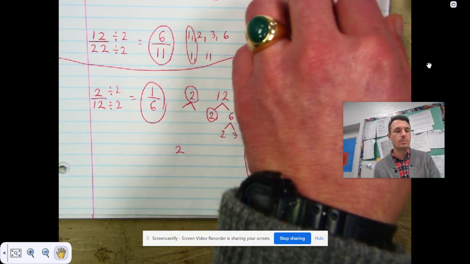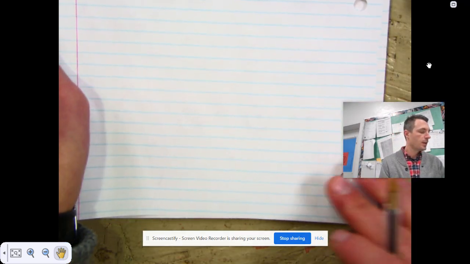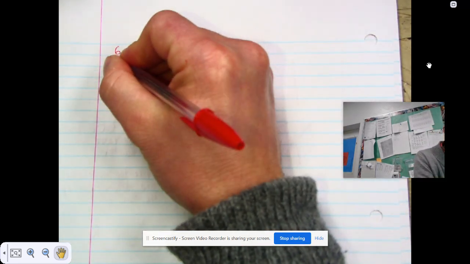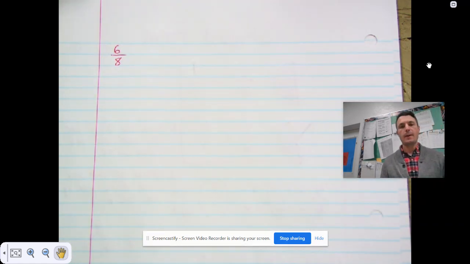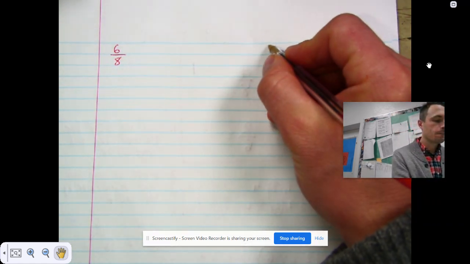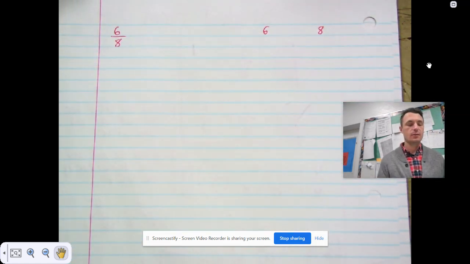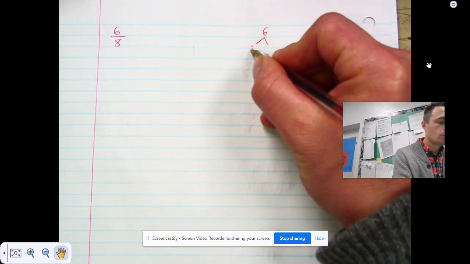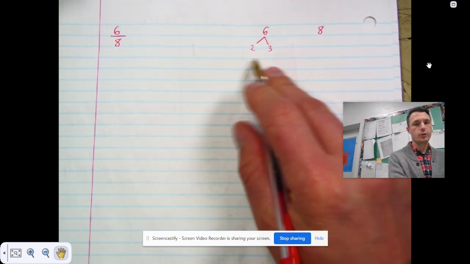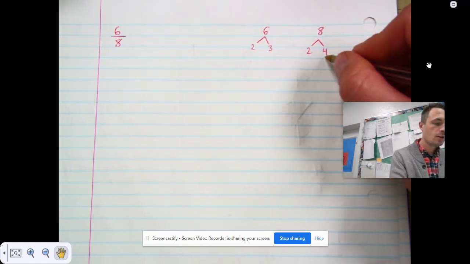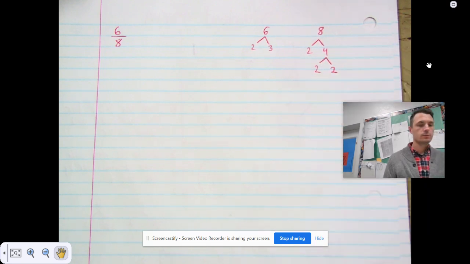I'm going to turn this paper over now because it's getting a little crowded, and we'll do some more examples together. Let's say we had the fraction 6/8, and we needed to put that in simplest form. You can use prime factorization to find the greatest common factor for 6 and 8. So you could do 2 times 3 to equal 6, and those are both prime. You can do 2 times 4 to equal 8. 2 is prime, and 2 times 2 equals 4.